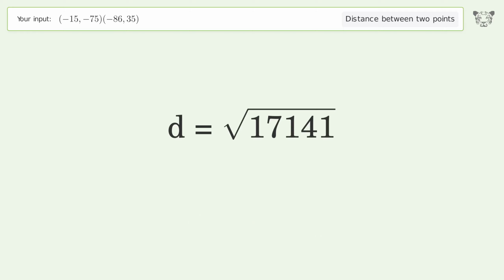And so the distance between the 2 points is the square root of 17,141 or 130.924.